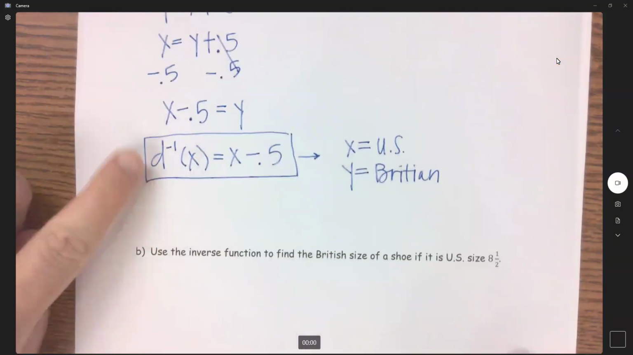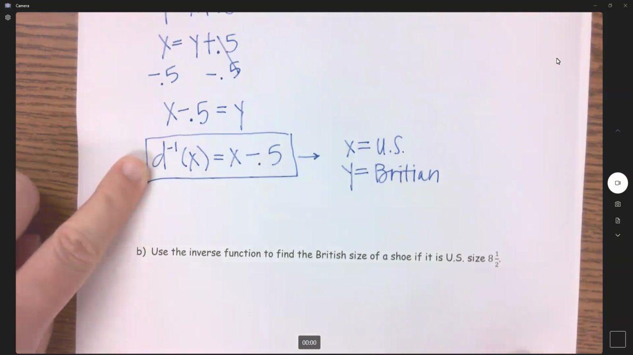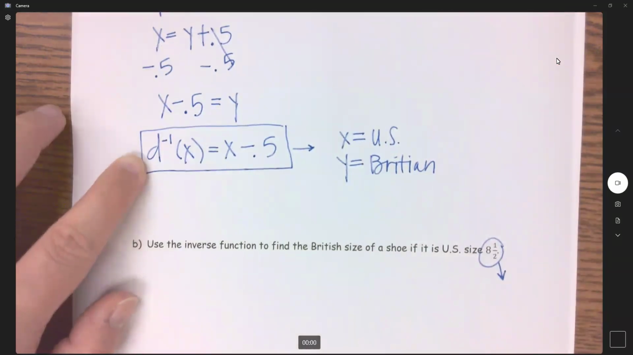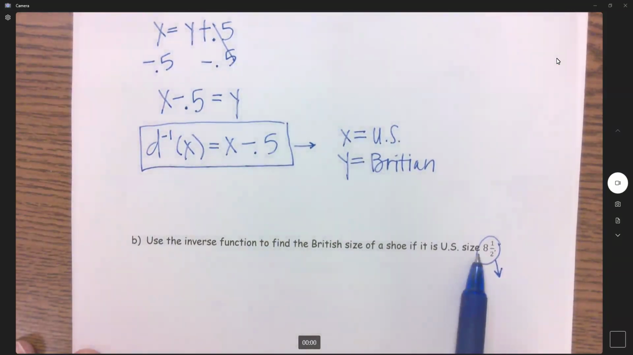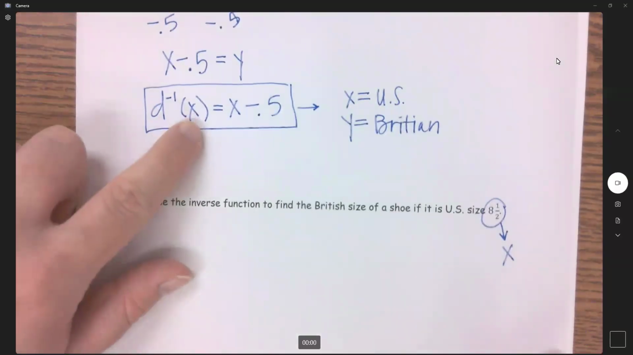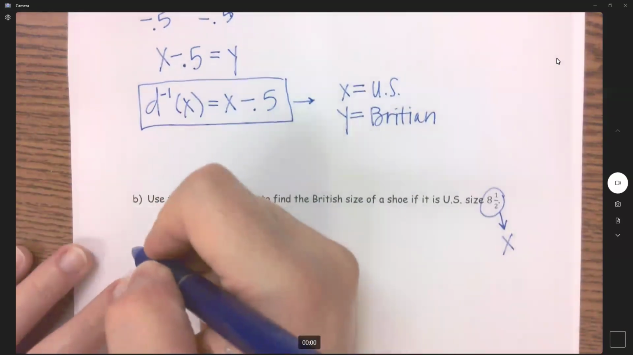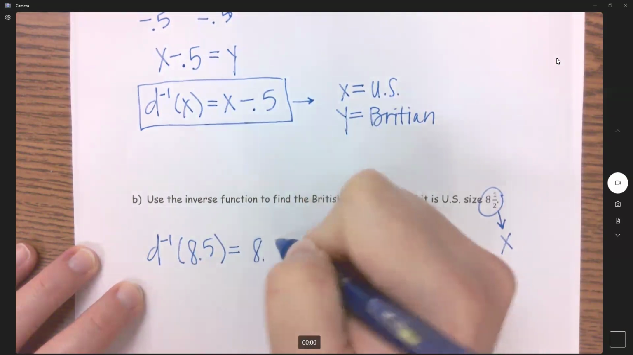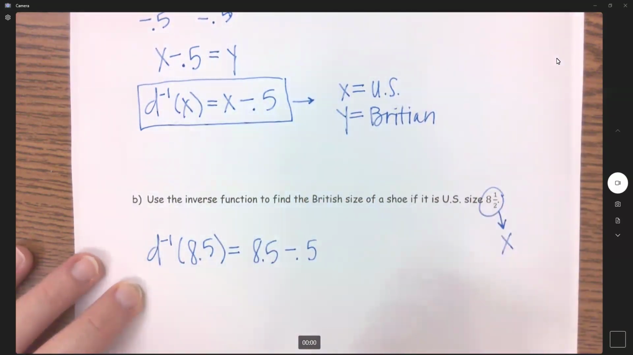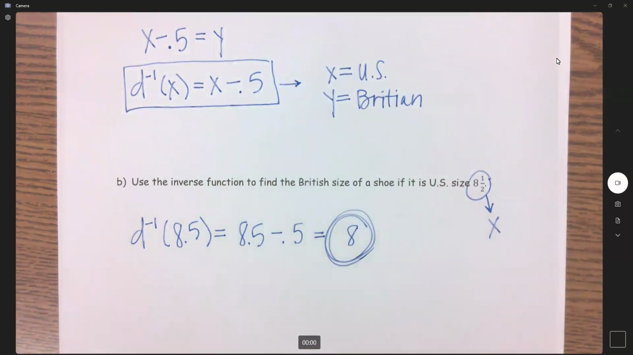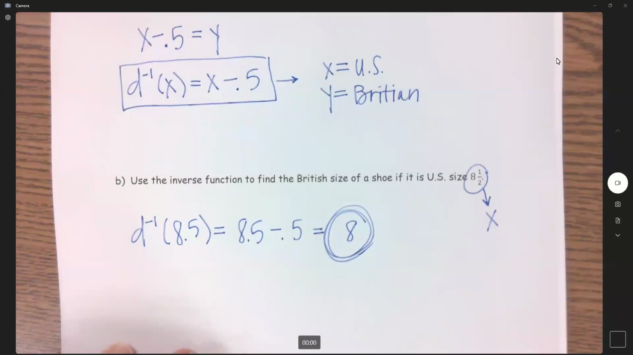Part B wants us to use the inverse function that we found to find the British shoe size if a shoe in the US is 8.5. If we're using the inverse function, and we have a US size of 8.5, that's representing my x. So I'm going to replace my x with 8.5. So we have 8.5 minus 0.5, and therefore we have a size 8. That one's very straightforward. Let's try example 8 now.